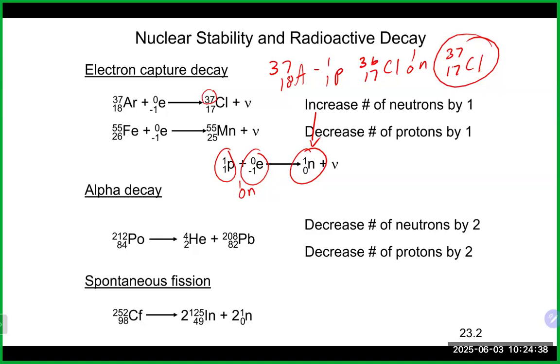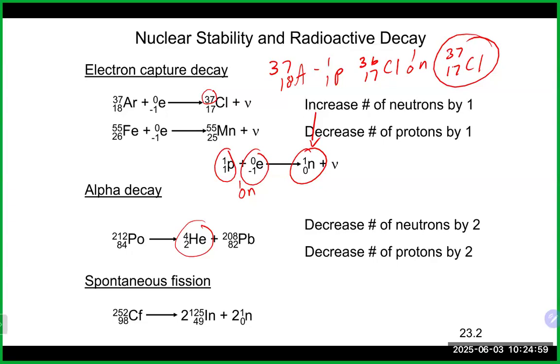Probably your biggest change that you're going to see is with an alpha particle, and obviously an alpha particle is going to change the mass number by 4 and also change the atomic number by 2. And we decrease the neutrons by 2 and we decrease the protons by 2 as well. So we do see a pretty big change that's occurring here.